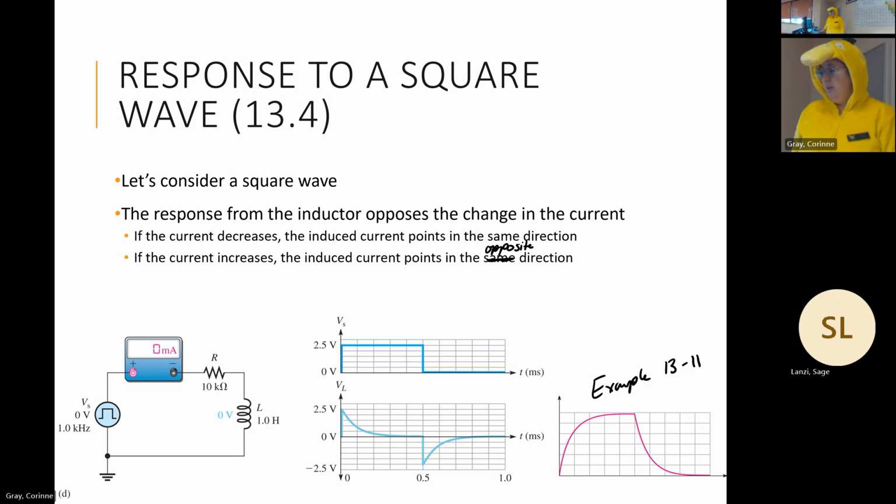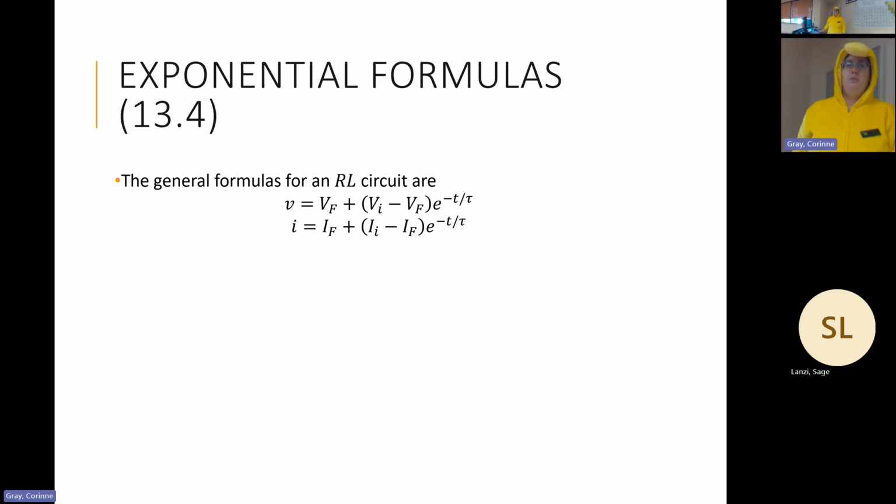Behold, actually having the equations. So what do these equations look like? The top one here is our instantaneous voltage. Why do they look familiar? What do they look like to you?